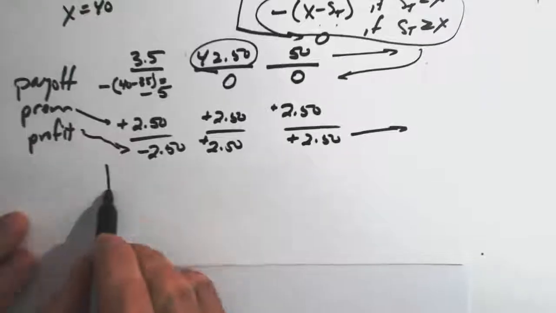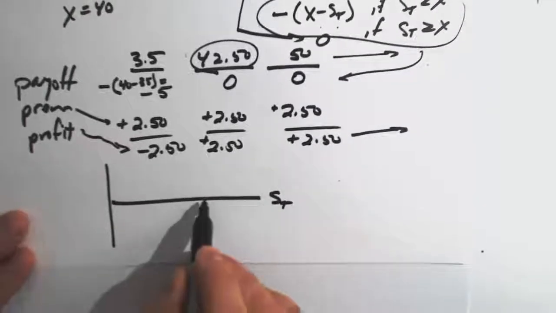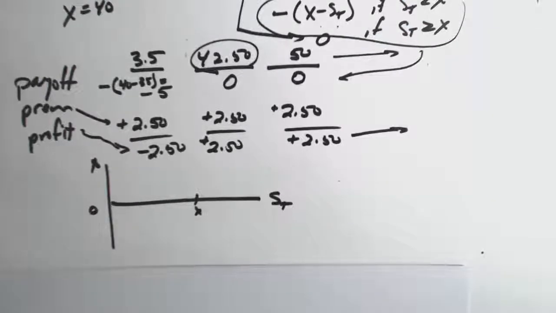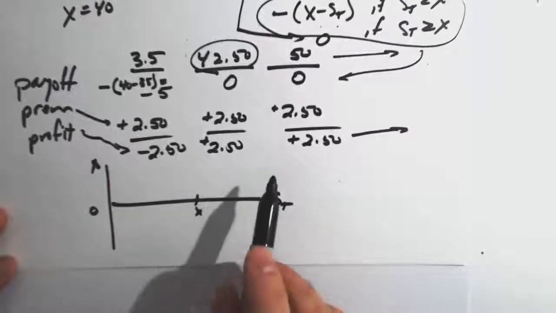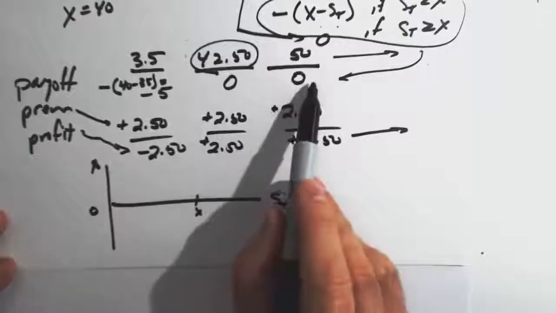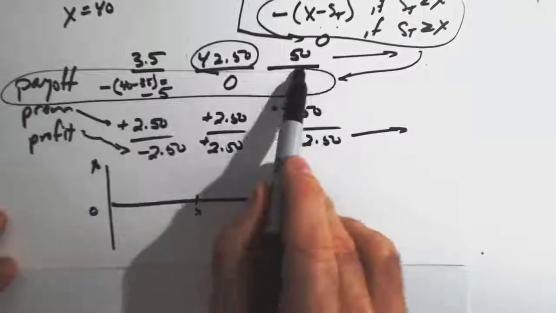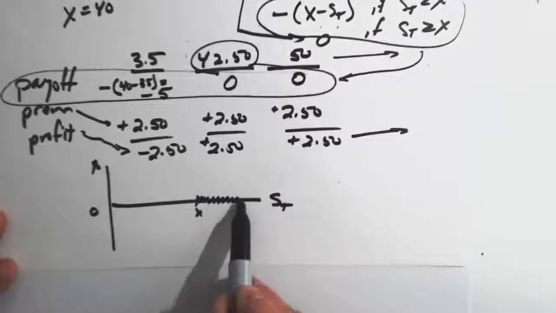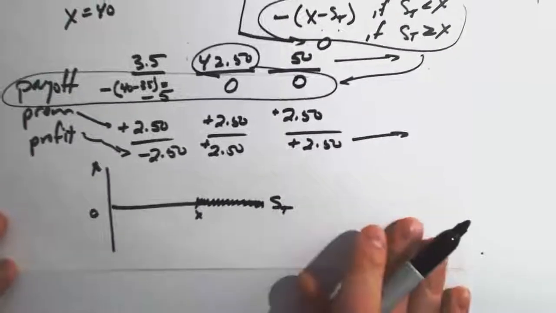So graphically, start off the basic graph. We know there's going to be a kink. Let's do the payoff first here. We know the payoff is going to be 0 when the stock is above the strike. The payoff is 0 right here. And now look what happens.